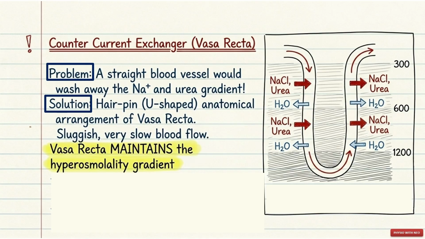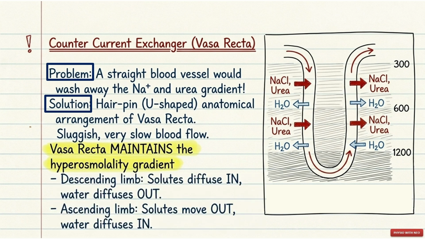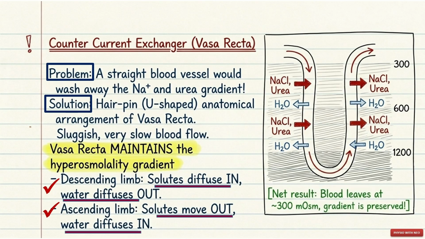This Vasa recti maintains the hyperosmolarity gradient by two mechanisms. First one, descending limb. In this, the solute diffuses in and the water diffuses out, whereas in ascending limb, the solute moves out and the water diffuses in. And ultimately, it results in blood leaving the Vasa recti at 300 milliosmol, that is, maintaining the gradient.